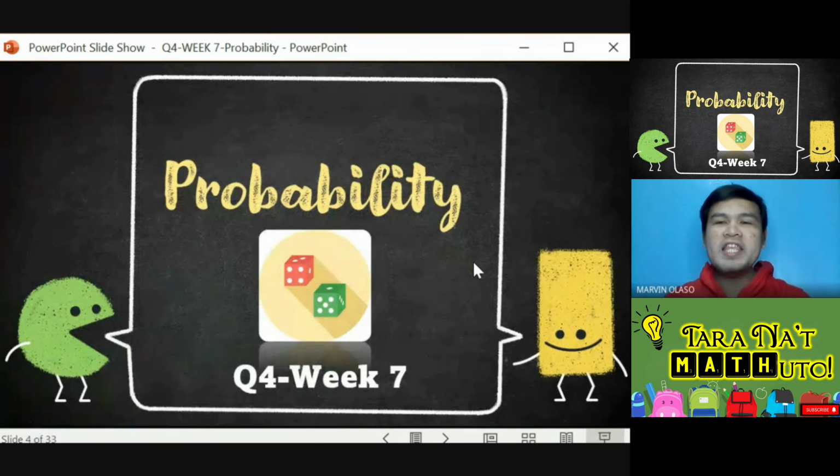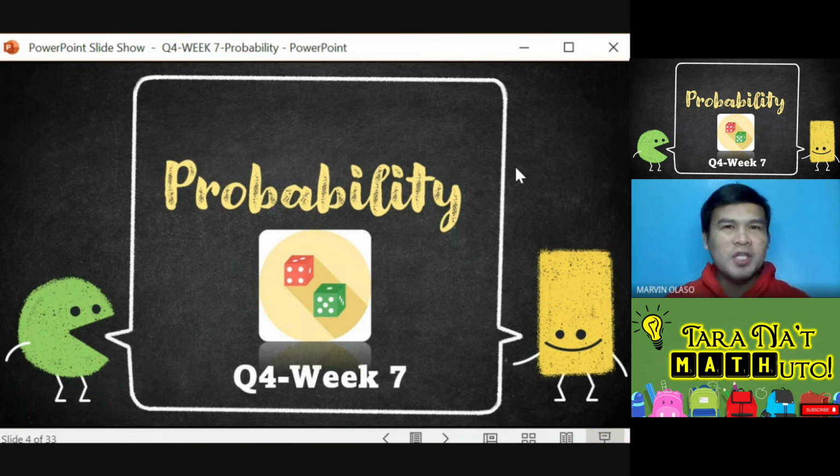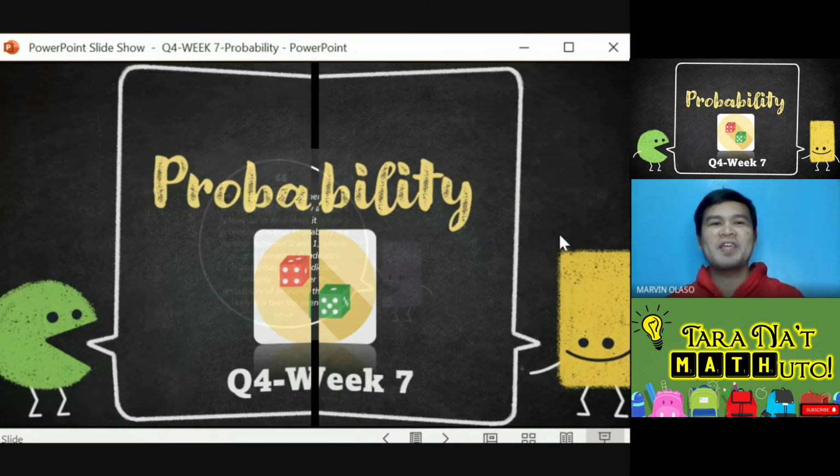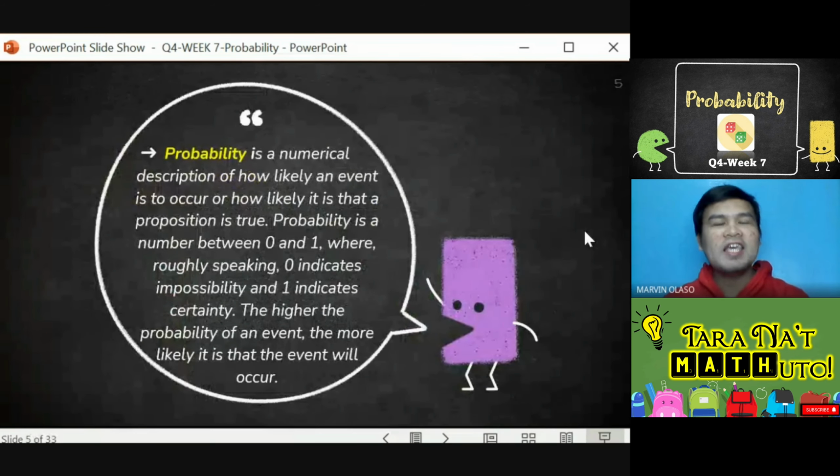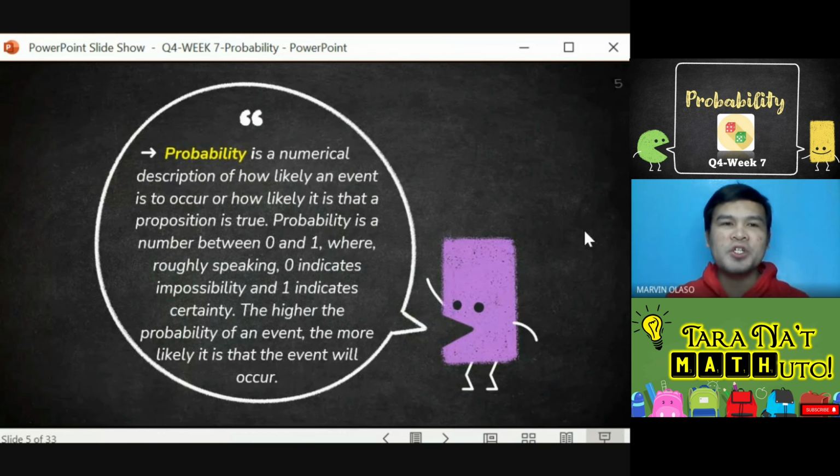Okay. Many events cannot be predicted with total certainty. The best we can say is how likely they are to happen. Okay, gaano ba kadalas? And we will use the idea about probability. When we say probability, it is a numerical description of how likely an event is to occur or how likely it is that a proposition is true.